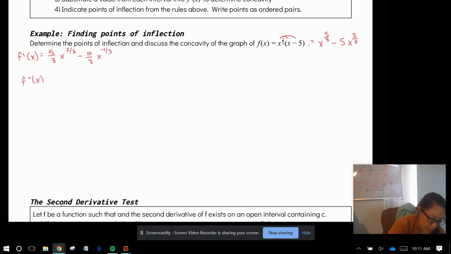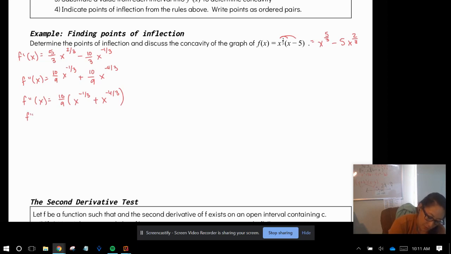We do the second derivative. 2/3 times 5/3 is 10 over 9 x to the negative 1/3 minus 10/9. Actually, it's plus because it's a negative times a negative. x to the negative 4/3. And I can see that we're multiplying by 10/9 on both of these, so I'm just going to go ahead and take out the 10/9. I don't know, it just seems easier to me. You don't have to, but whatever.